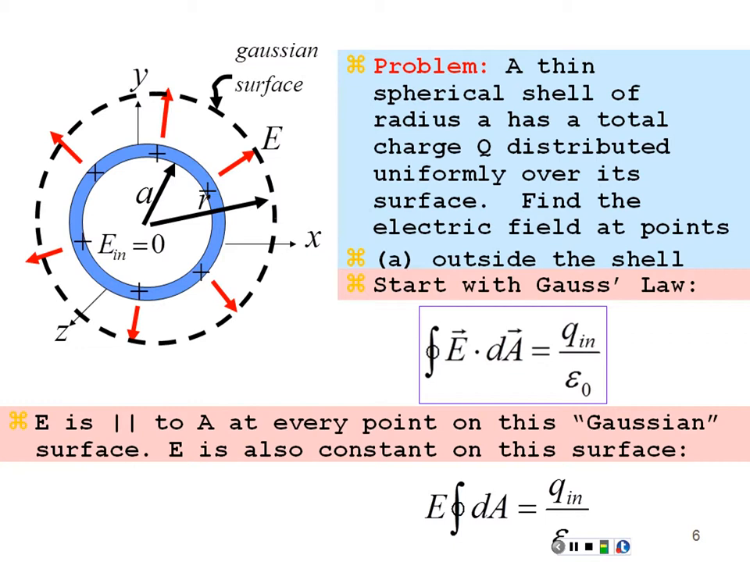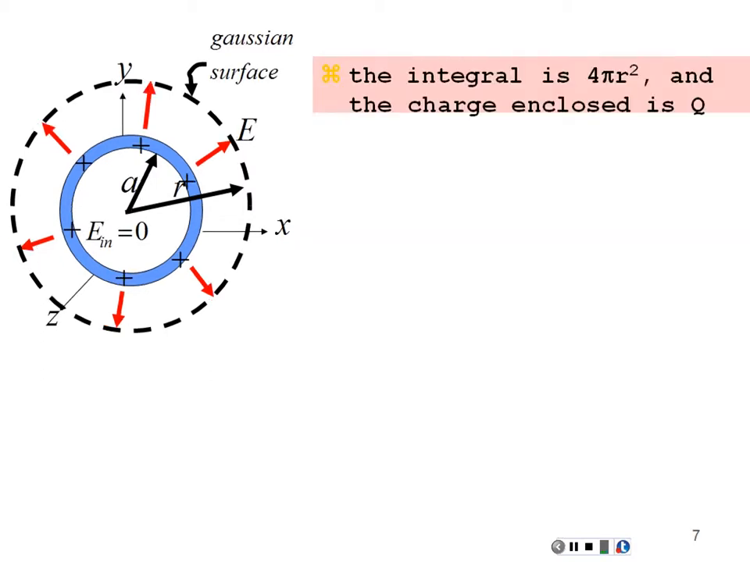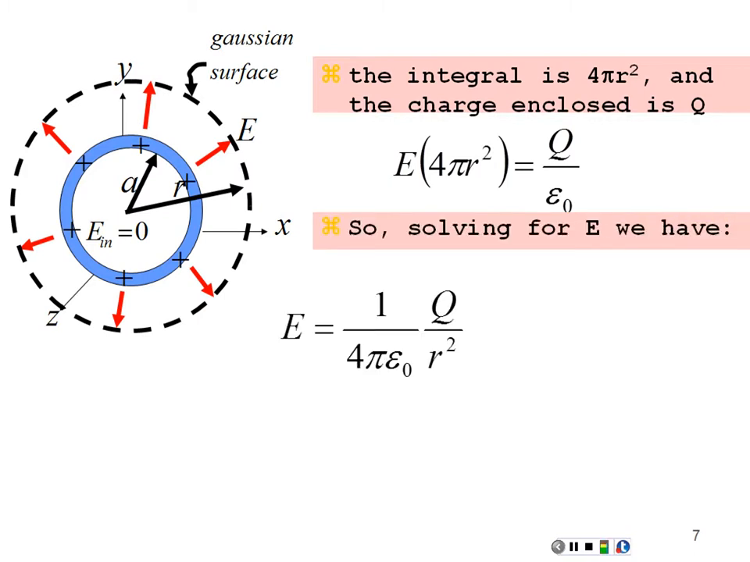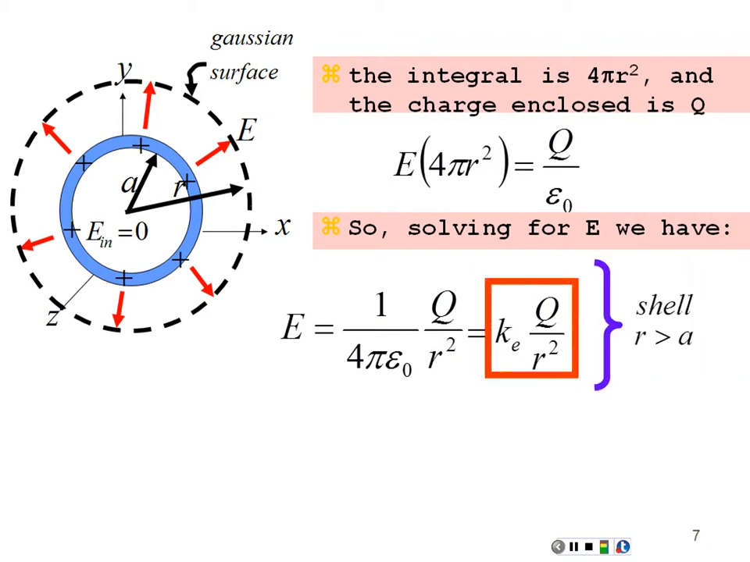Take the E field, the constant, out of the integral. We're integrating over the surface of our Gaussian surface, which is just going to be the area of that sphere, 4 pi r squared. And so we have E times 4 pi r squared is equal to the charge enclosed, which is the charge on the sphere, Q over epsilon naught. E field will equal 1 over 4 pi epsilon naught, big Q over r squared, or K electric, big Q over r squared. It's looking like a point charge if our radius is greater than the radius of the sphere itself, just like what we had before for the distribution of charge.